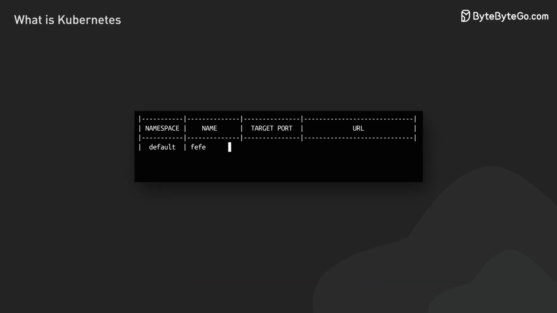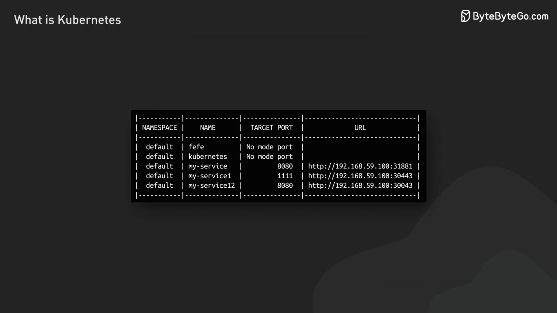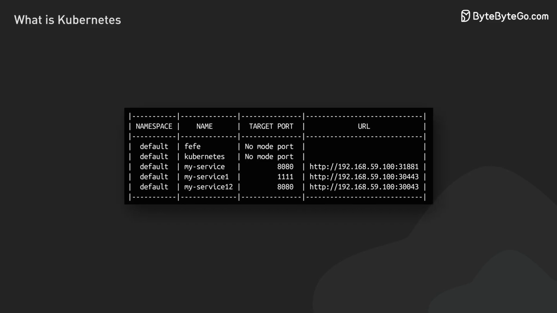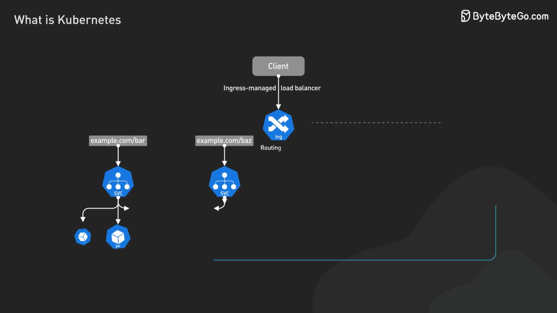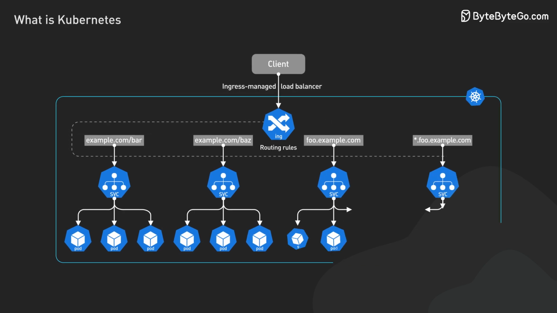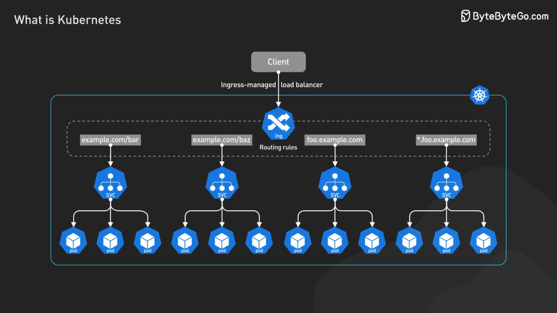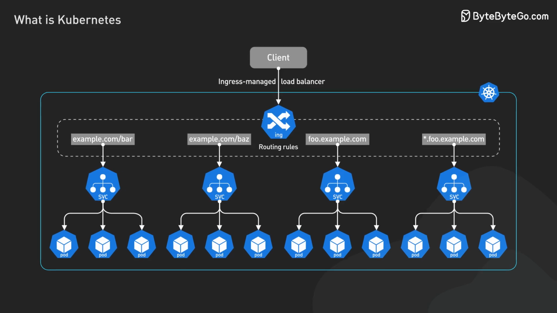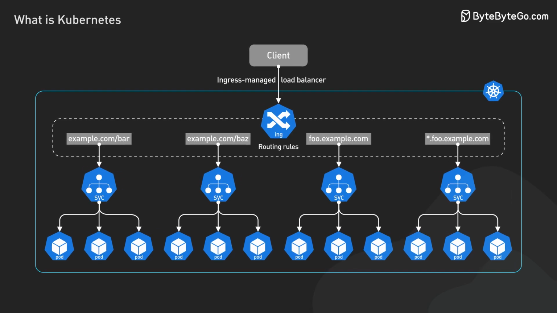While external services technically expose our application, the default URLs they provide can be complex and not very user-friendly. This is where Kubernetes Ingress comes into play. Ingress acts as a smart reverse proxy, allowing you to define rules for routing external traffic to specific services within the cluster based on the request URL.